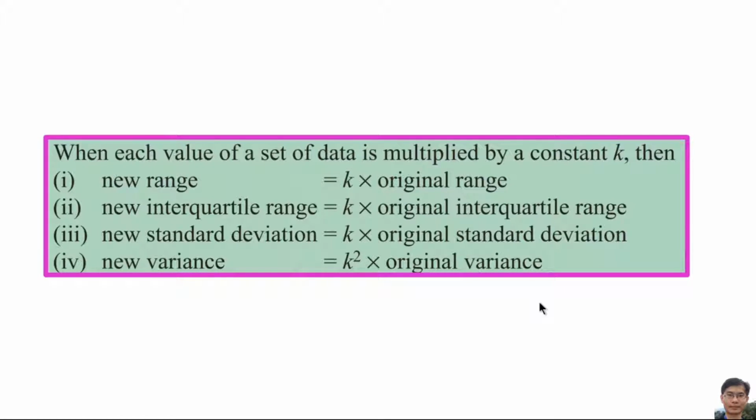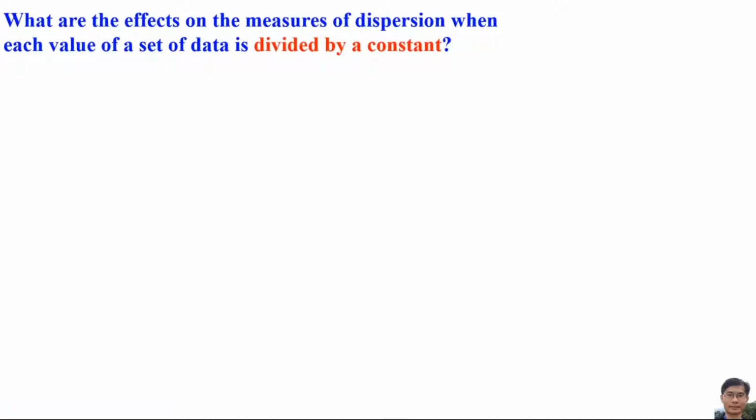Okay, let's continue. What are the effects on the measure of dispersion when each value of the set of data is divided by a constant?